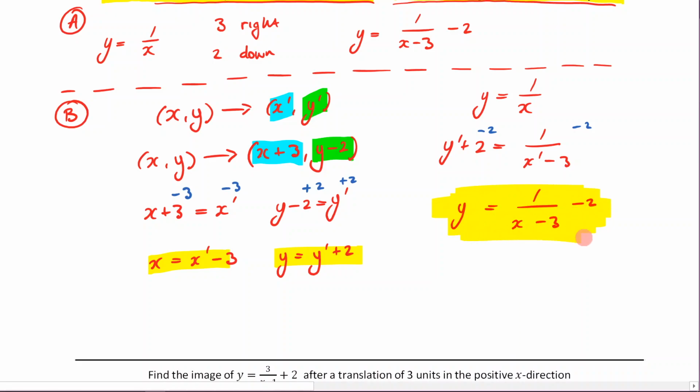And as you can see, this is the same as this. So you're probably thinking, why on earth did we go through this very long way of doing it? As I said, it's going to be very useful when the questions get more difficult.